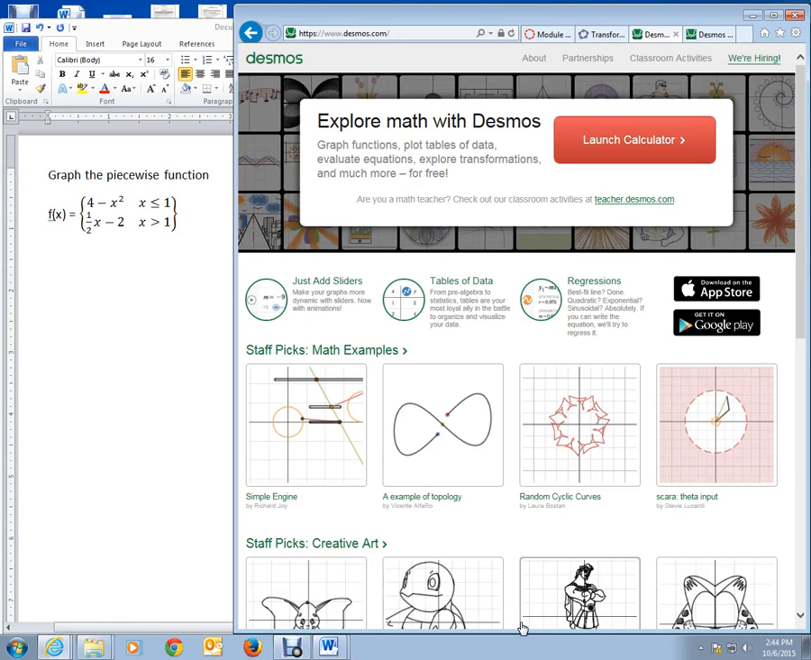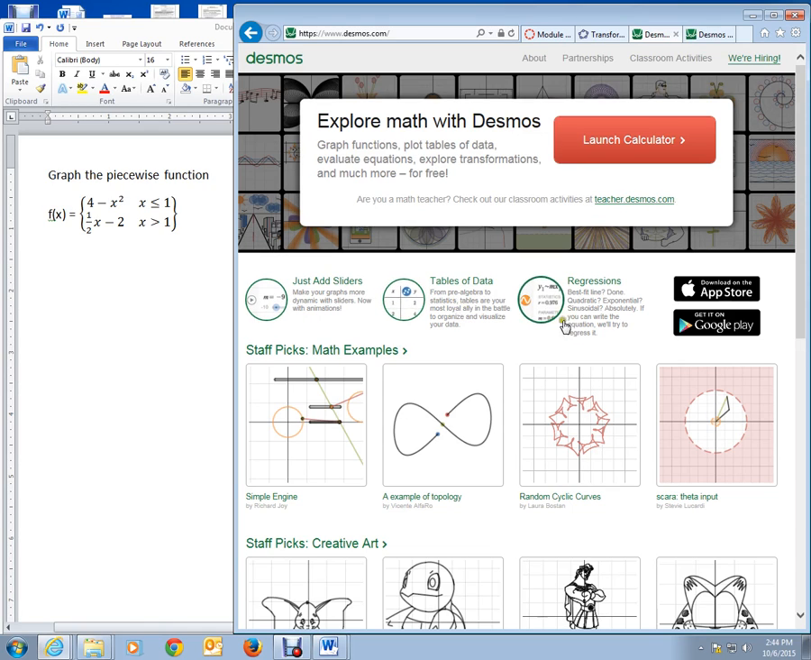Hi, in this screencast we'll be using Desmos to graph piecewise functions. So the first step is to go to www.desmos.com, and that is a free online graphing calculator, and it has a lot of options. You can read about some of those options with slider tools, and we're going to use that a little bit later in another screencast.